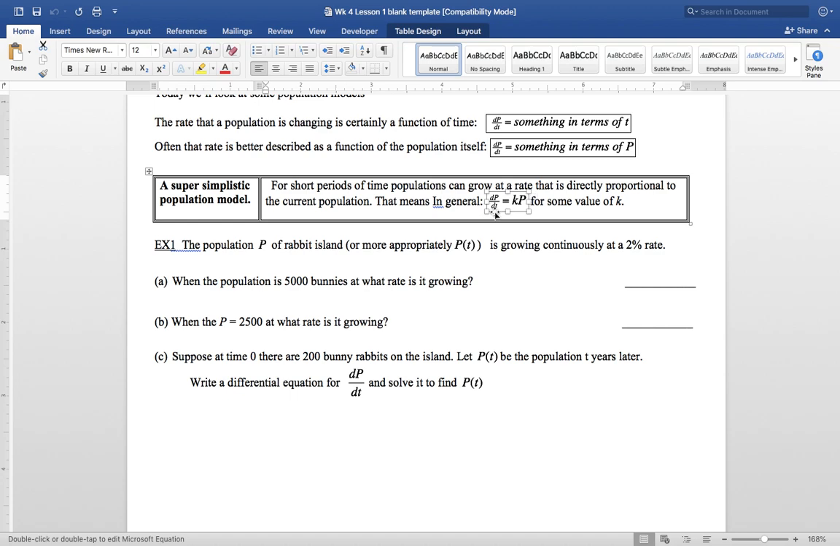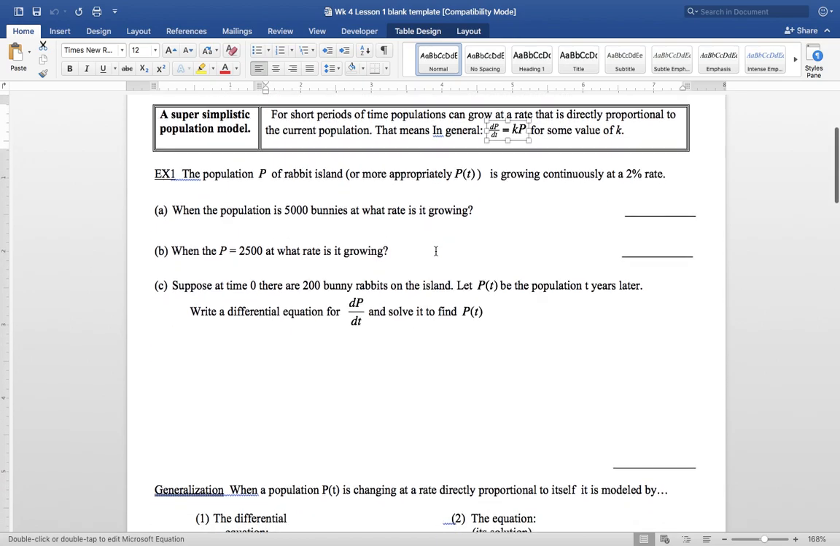Okay, so what this equation is really saying is that the rate of growth is going to be equal to some number times the current population. So if the current population P is large, then the rate of growth will also be large. If the current population P is small, then the rate of growth will also be small. That's the physical situation that this differential equation is encoding.